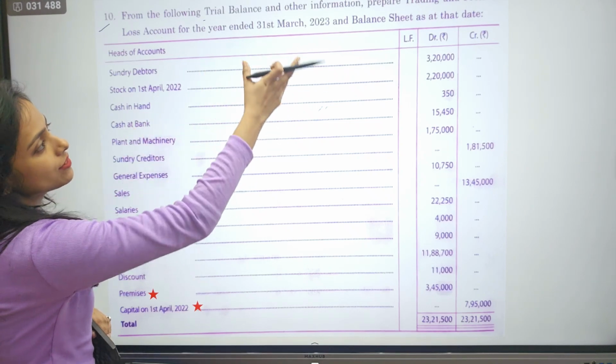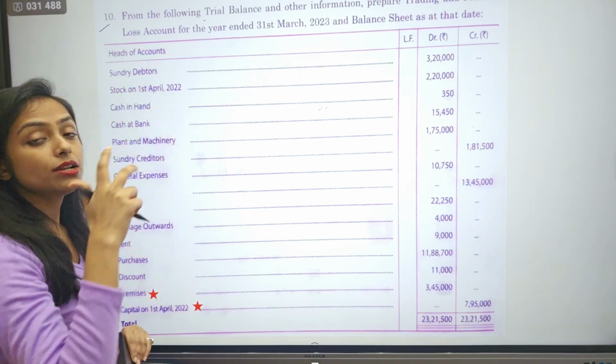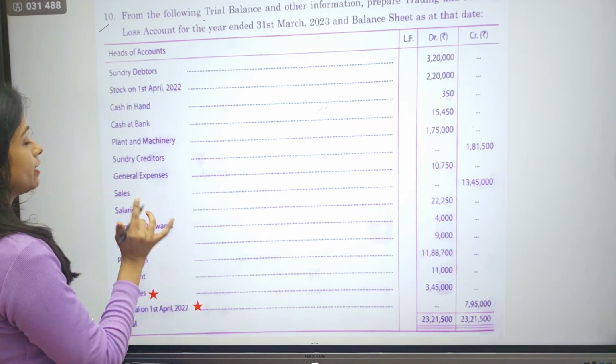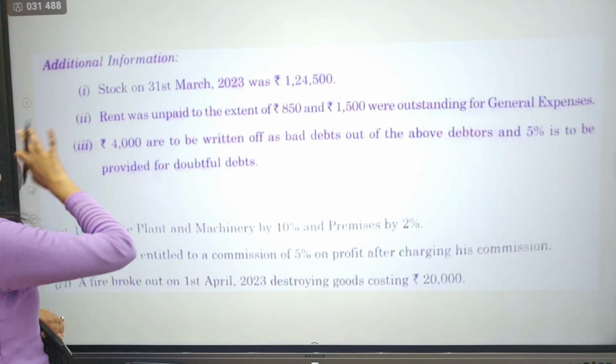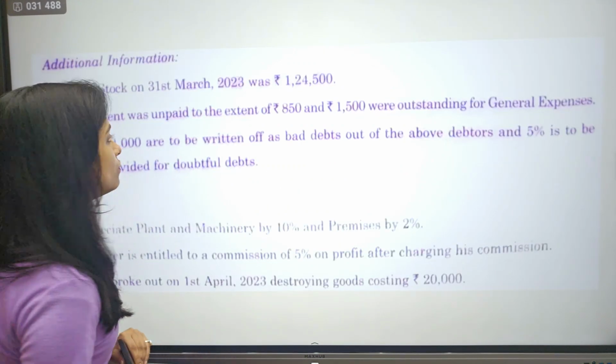Let's read the question first. Trial balance we have been given, and we have to make the trading and profit and loss account and the balance sheet. These are the things that we have to make. Okay, fine. The list of things I'll discuss at the end. Let's first come to the adjustments as we always do.